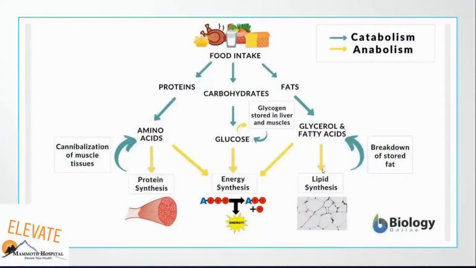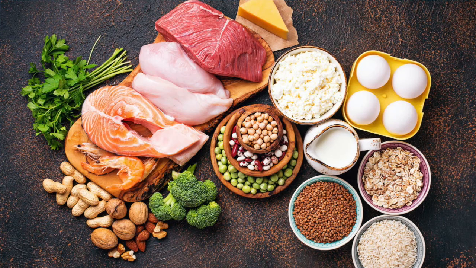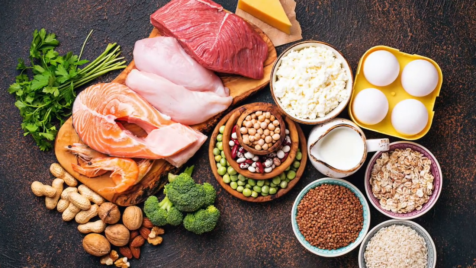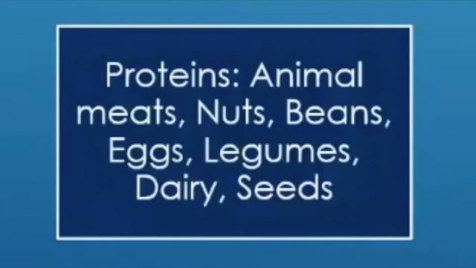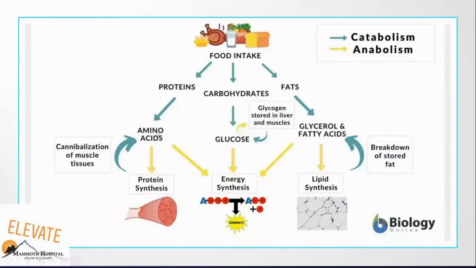Just so you can understand a little bit about metabolism and how glucose works and energy in our body. We eat food and it breaks down to protein, carbohydrate, and fat. Proteins can have effects on the way our glucose behaves in our blood. Those products come from animal products, nuts, beans, eggs, legumes, dairy, and seeds. Protein is broken down into amino acids, which are then used to produce muscle, skin, tissues, and also hormones.